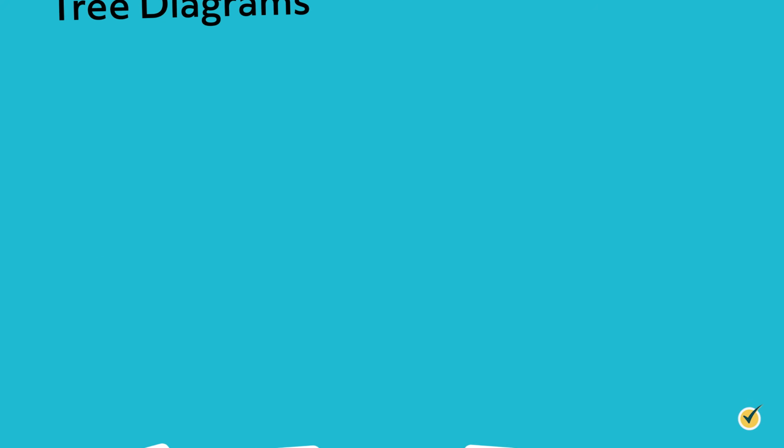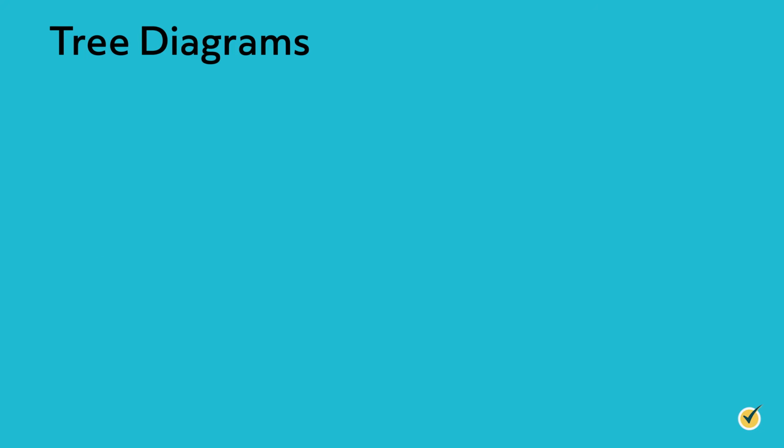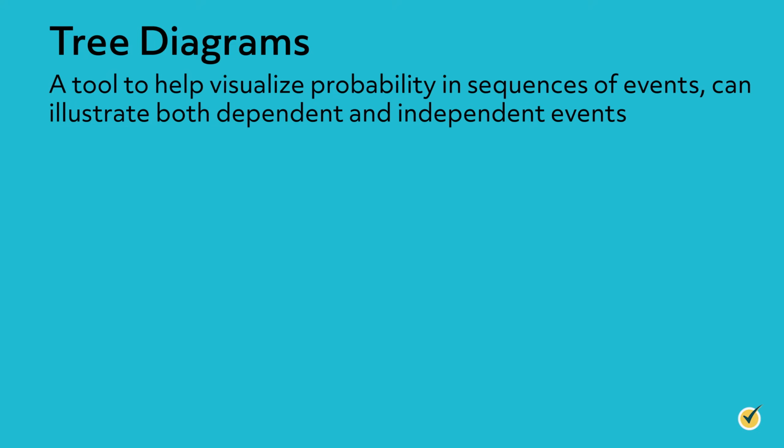Now that we understand the basics, let's talk about tree diagrams. Tree diagrams are a tool that help us visualize probability in sequences of events. They can illustrate both dependent and independent events.